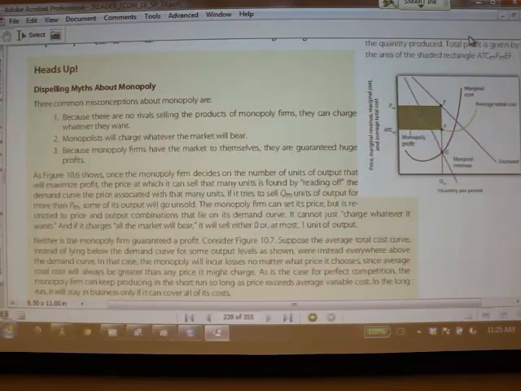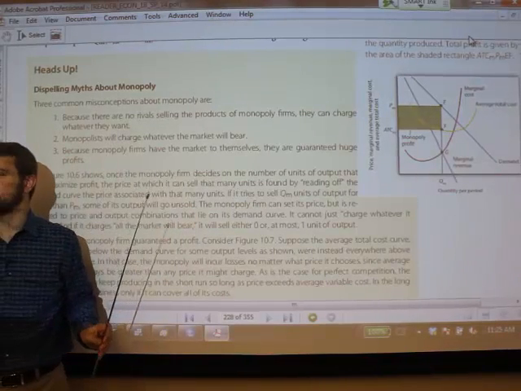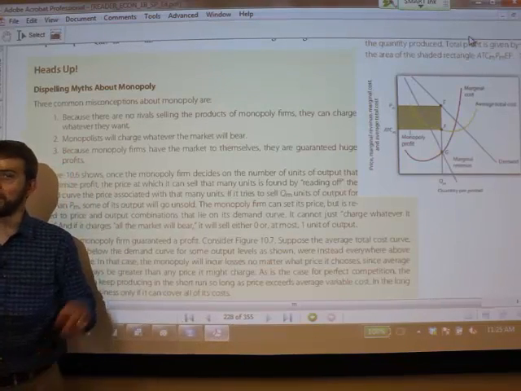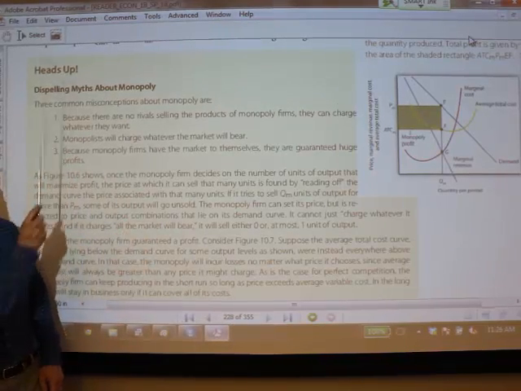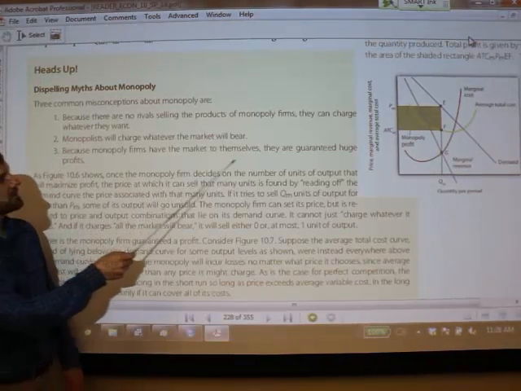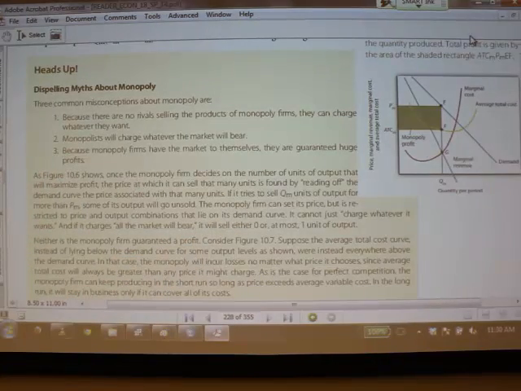Now, there is this heads up here, dispelling myths about the monopoly. The first one is, because there are no rivals, monopoly firms can charge whatever they want. I already said that that's silly, right? You can't charge whatever you want. You can't charge $100 billion. You can only charge what people are willing to pay. So I agree that 1 is a myth. What about 3? Because monopoly firms have the market to themselves, they are guaranteed huge profits. This is also a myth. So monopolists are not guaranteed huge profits.